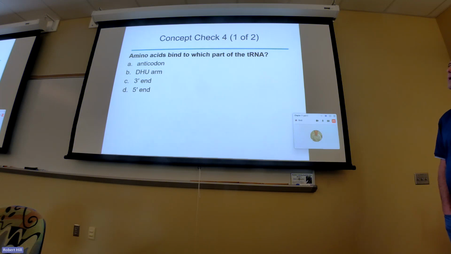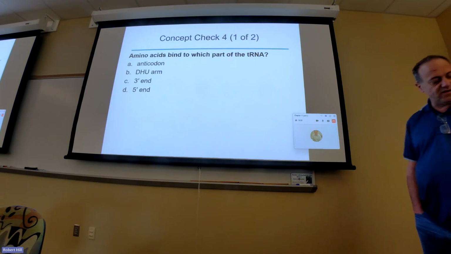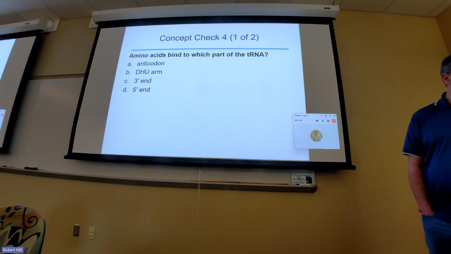Okay, so where do amino acids bind on the tRNA? Yeah, the 3' end. DHU stands for dihydrouridine, the modified base that's on that side.